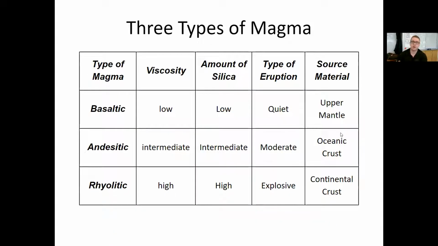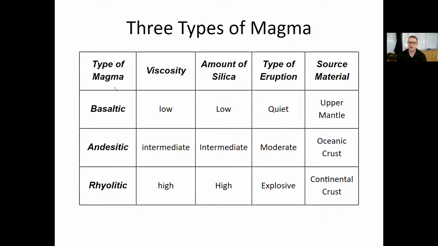We also have a chart here to help out with viscosity. These are the 3 main types of magma that we're going to concern ourselves with in our class: basaltic magma, andesitic magma, and rhyolitic magma. When we talk about igneous rocks, when we get to mineralogy, we'll look more at basalt, andesite, and rhyolite. For now, we're just recognizing that basaltic, andesitic, and rhyolitic are 3 different types of magma.